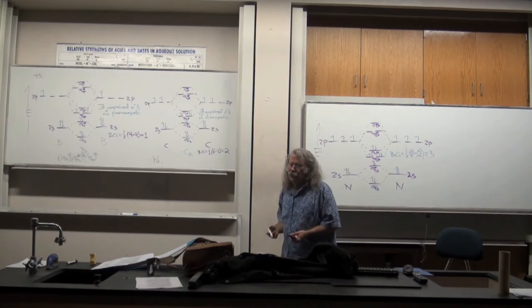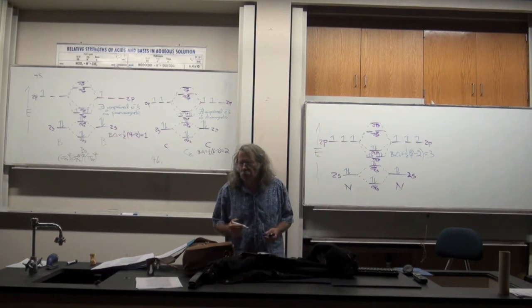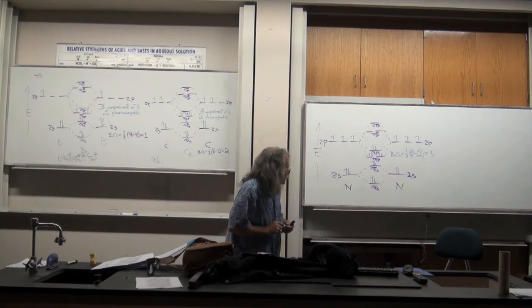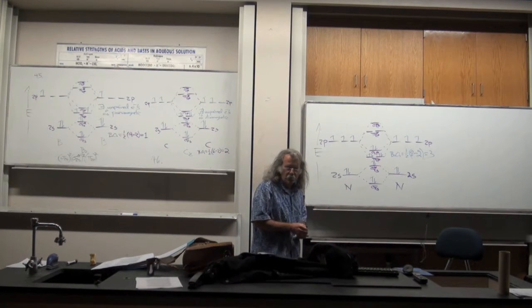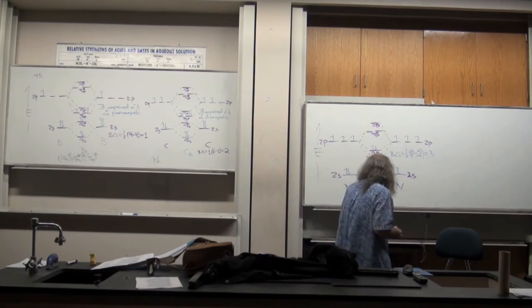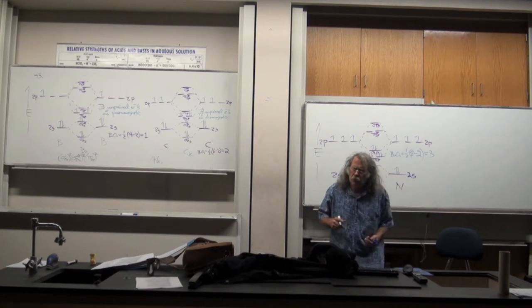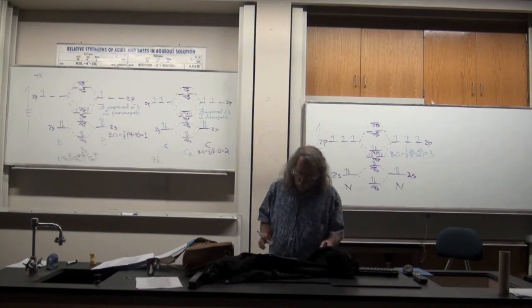And just to round off the day, is it diamagnetic or paramagnetic? Diamagnetic. There were no unpaired electrons, so it's diamagnetic. Okay. Now, what was the next one? So that was bond order 3.